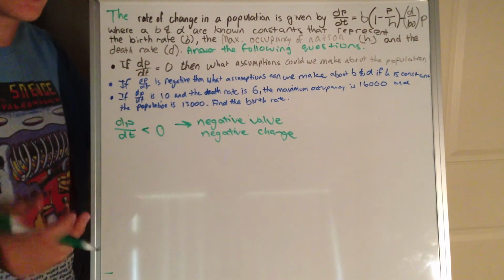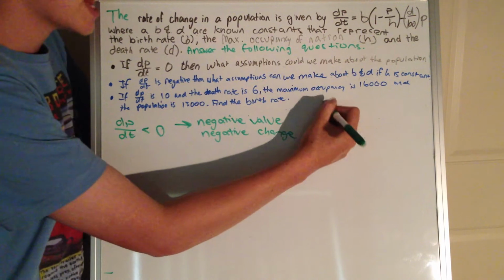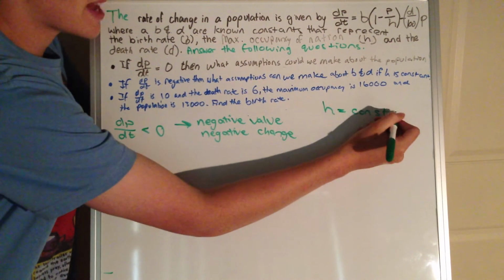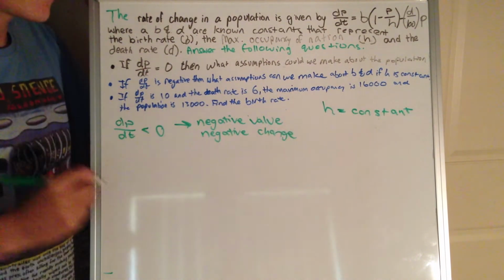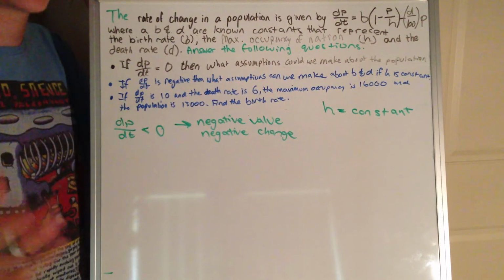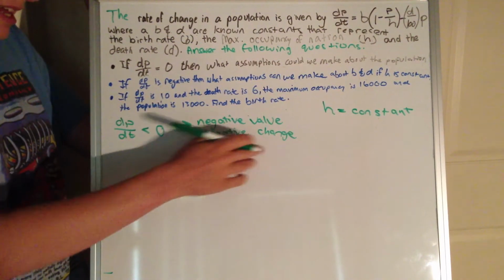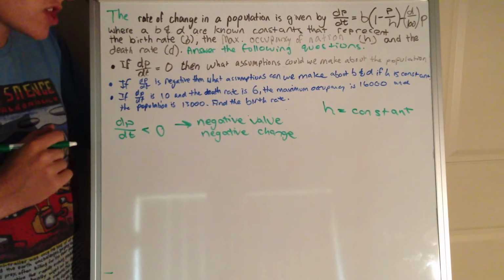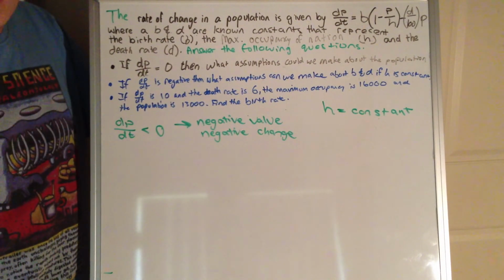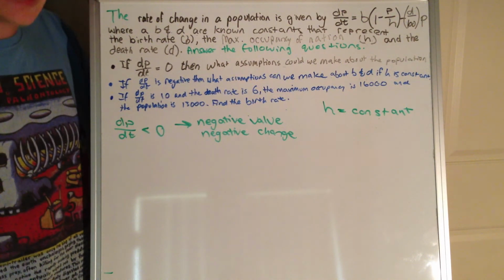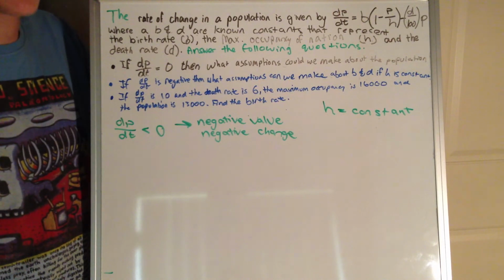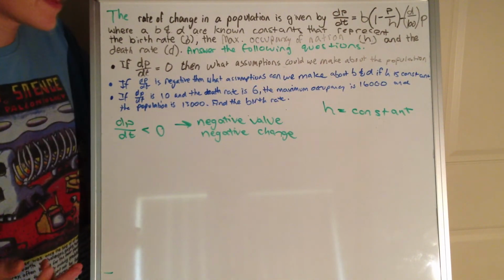Well, if h is constant, the number of houses is obviously staying the same. So the number of houses is constant, or should I say maximum occupancy is constant, meaning that we're not losing houses, so we can't attribute h as being a factor in a negative change in the population over time. Okay, well, if we had more births than deaths, then obviously we would have a positive dp over dt value because the population would be increasing over time.